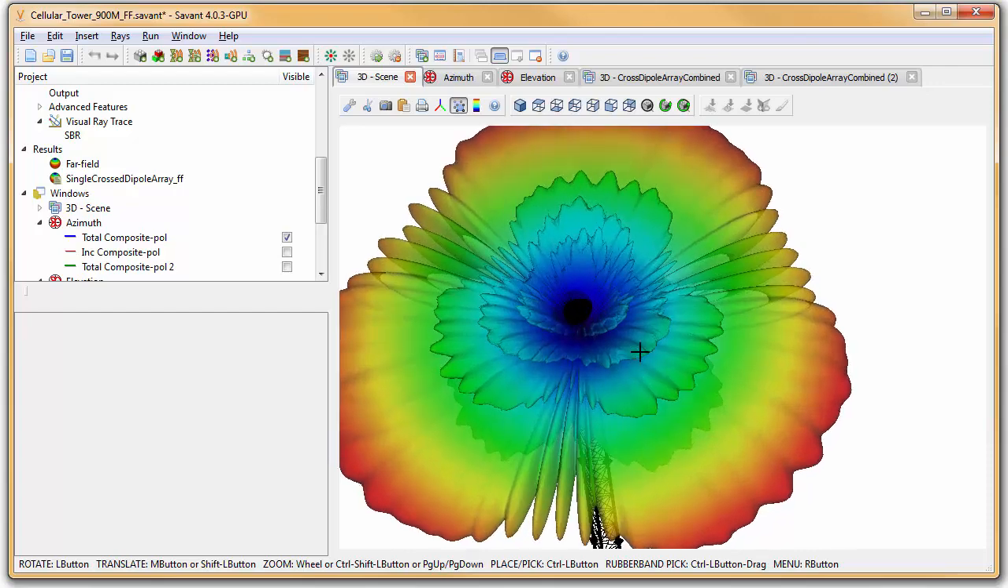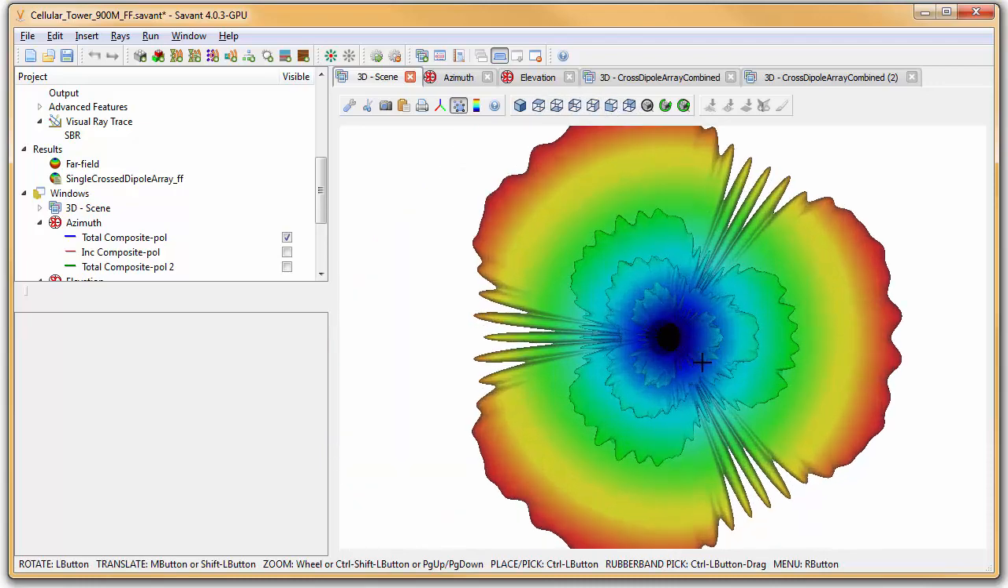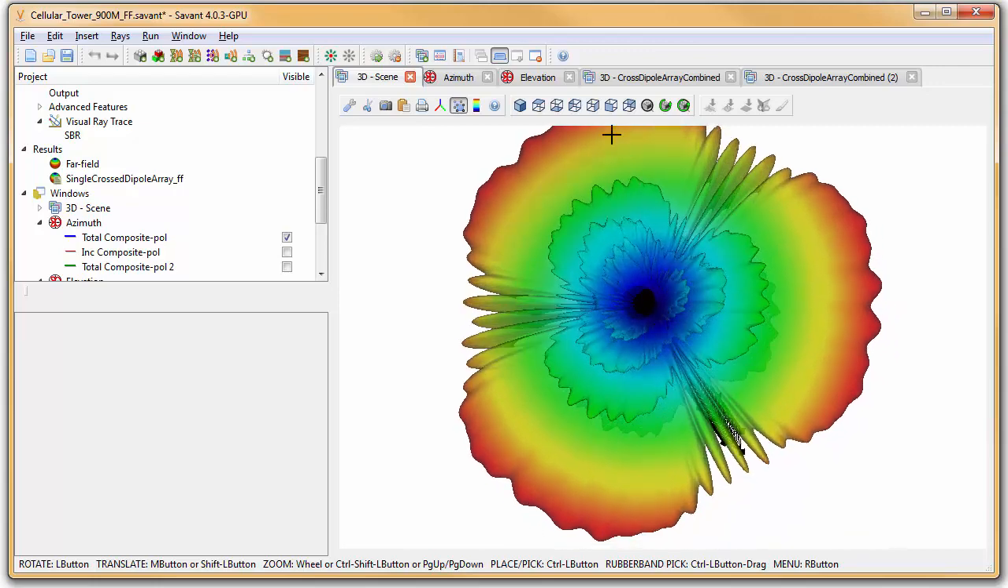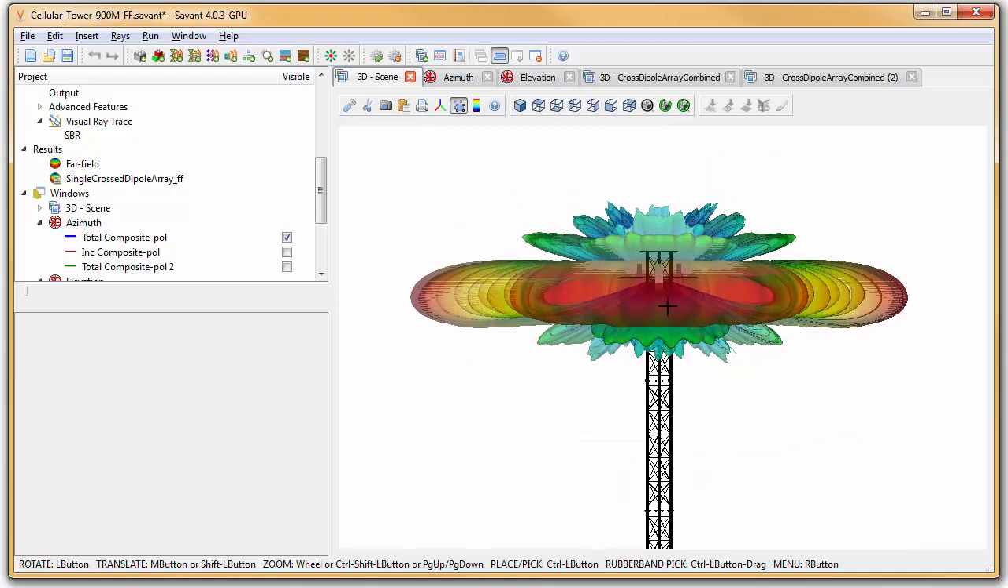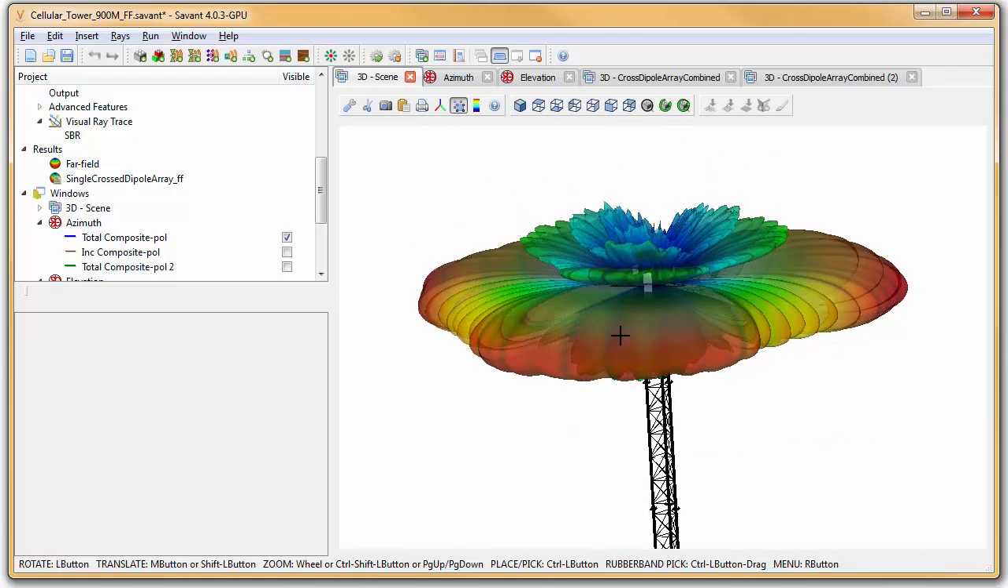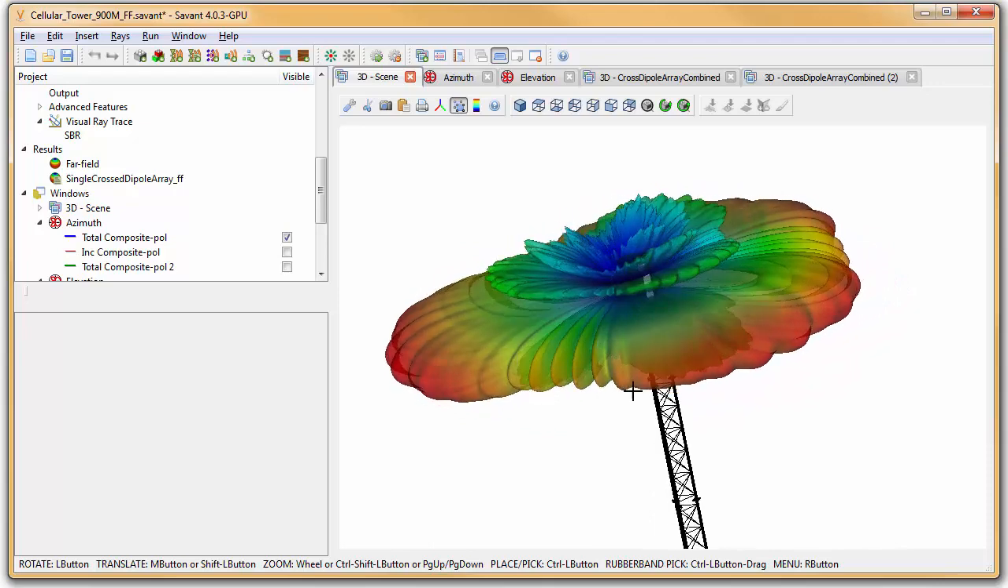At azimuth angles between the array faces, you can see strong side lobes where the signals from neighboring arrays both reinforce and cancel. The pattern strength is encoded in both the surface and the coloring. These patterns include any scattering effects introduced by the tower and supporting structures.